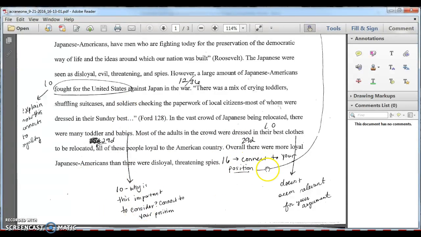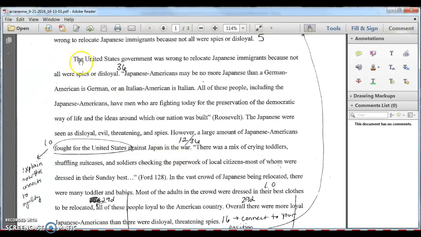But 16, connect to your position. So that last concluding sentence in your paragraph, you need to restate your thesis in a way, right? So instead of saying overall, comma, there were more loyal Japanese Americans than there were disloyal threatening spies, comma, making the relocation unjustified, right? Just adding that clause ties it back to your thesis.